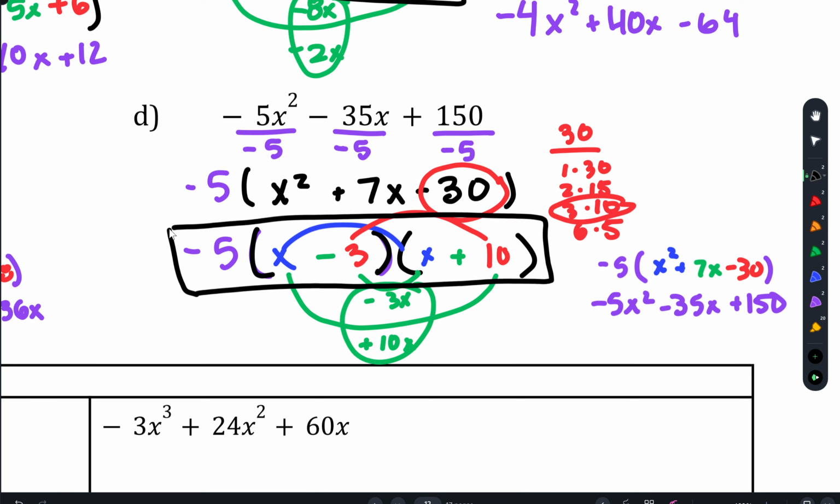Any questions on that? Again, make sure that you're checking your work in your homework. There is no answer key, so you got to check it yourself to get a stamp.